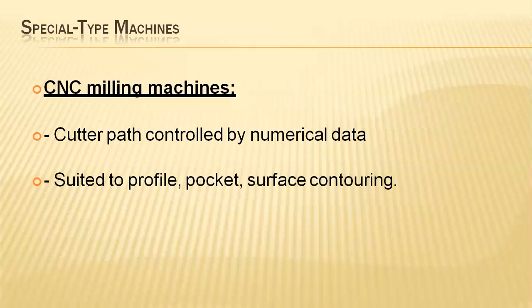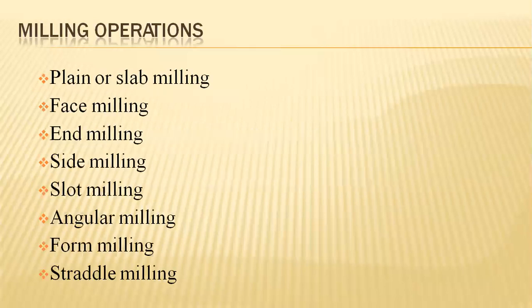As we have discussed just now, the special type of milling machines act as a basic source for getting common dimensional parts which need to be prepared in high quantity, particularly in a high quantity. Here, the cutter path is controlled by the numerical data, whether it is suited to a particular profile, or pocket, or surface contouring actions.